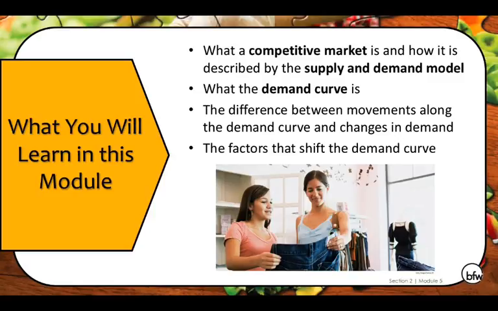So in this module, I will begin by describing what a competitive market actually is and how it is described by the supply and demand model, the third model that we will look at. I will then show you what the demand curve is and how it's drawn. We'll look at the difference between what we call a movement along the demand curve and a shift of the demand curve, or a change in demand. And then we will look at the factors that actually cause this shift of the demand curve and what that means.